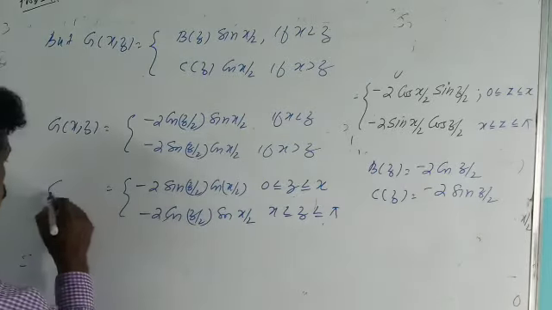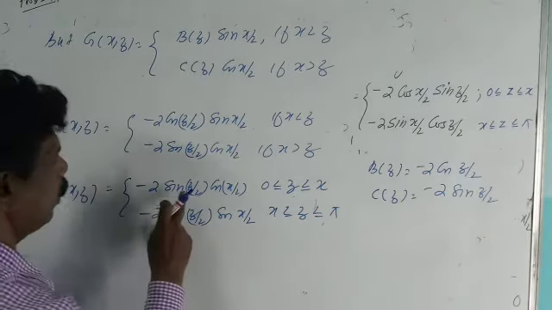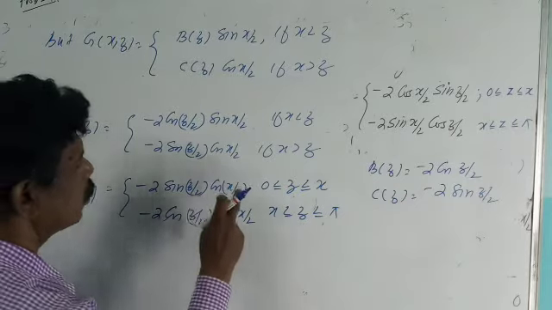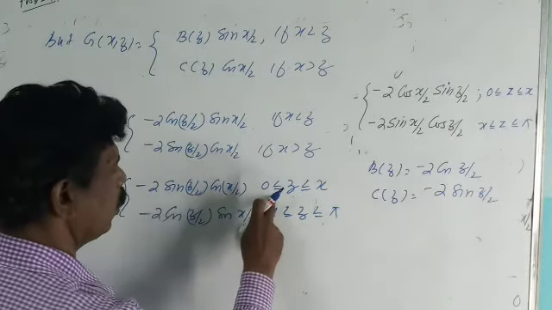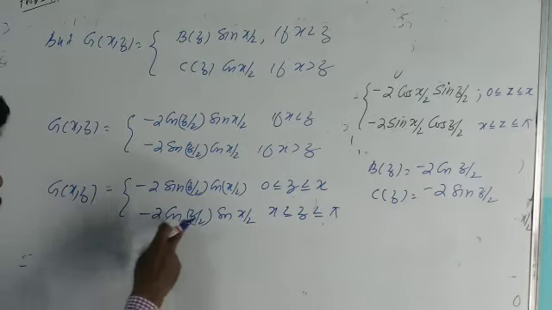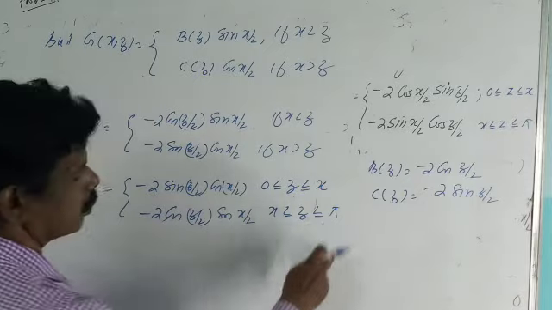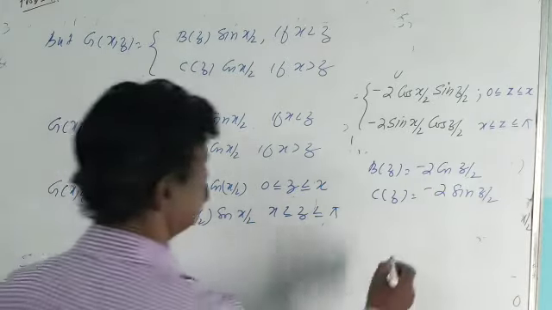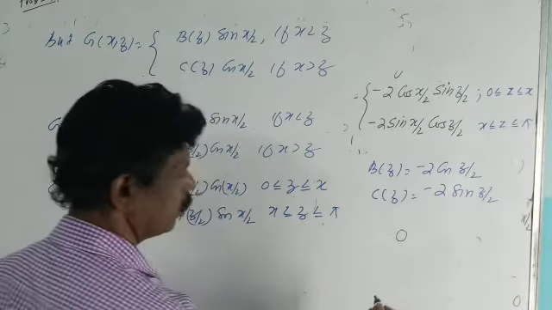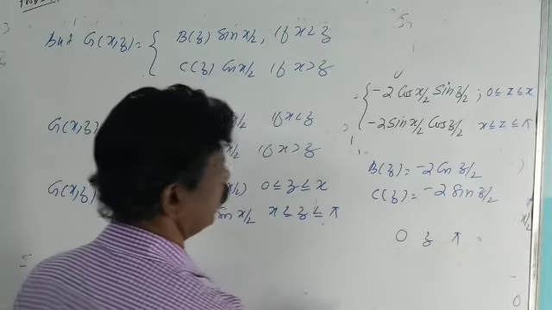Therefore, the final result, the Green's function is g of x is equal to minus 2 sine z by 2 cos x by 2 when 0 less than or equal to z less than or equal to x, and minus 2 cos z by 2 sin x by 2 when x less than z less than pi. Okay, the boundary conditions are y of 0 equals 0 and y of pi equal to 0, and z lies between 0 and pi.